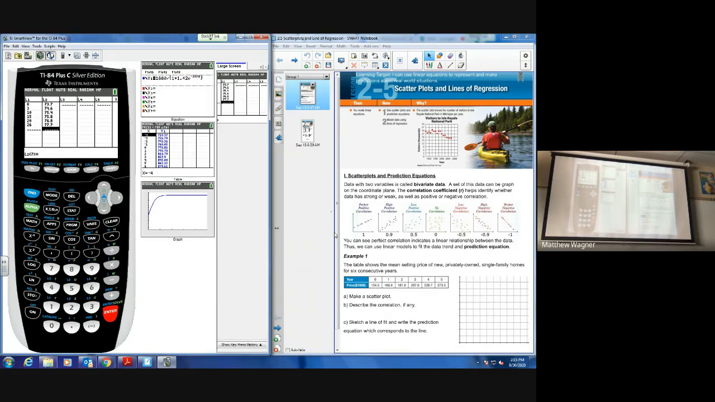For all of you at home that have the 84 plus, awesome. Our keystrokes are going to be the exact same. If you bought a Casio or do not have a graphing calculator, you can use Desmos on your iPad, or if you have the Casio, you're going to need to look the keystrokes up online or touch base with me in class, and I'll try to get you situated with those keystrokes.